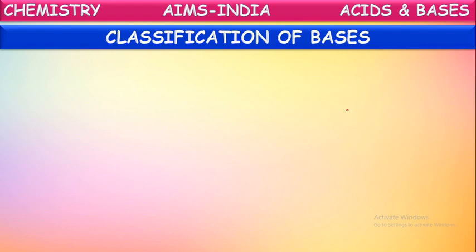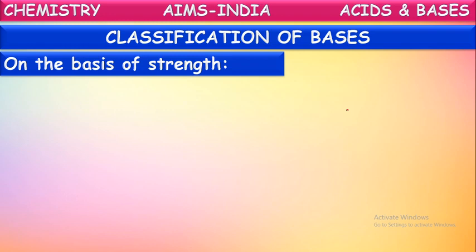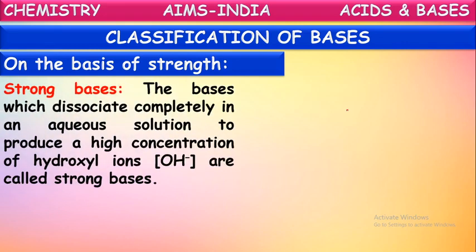Next, let us see the classification of bases based upon certain properties, like we have seen in the case of acids. Here, based upon the strength of bases, strength means the quantity of a substance which dissociates into respective ions on dissolving into water. Based upon it, strength is decided in acids and bases. So bases are also classified into two types based upon their strength. One of them is strong bases.